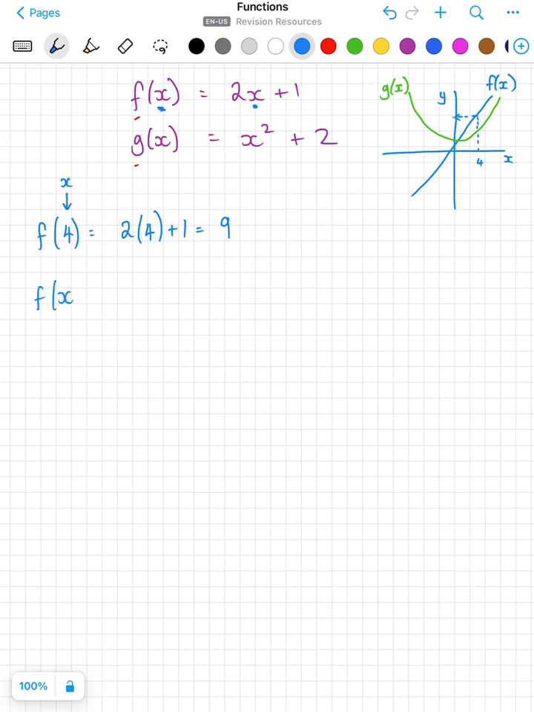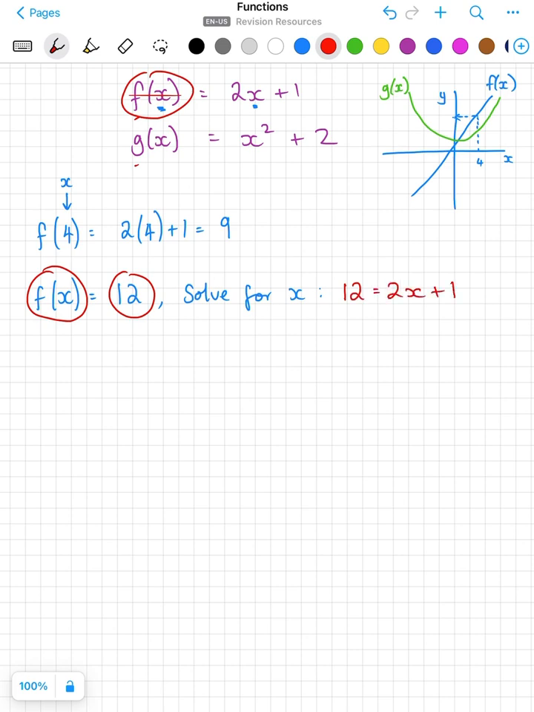Alternatively, we may get, for example, f of x equals 12. Solve for x. And in this case, we are told that f(x) is 12. So that's 12 equals 2x plus 1. Take 1 from both sides. That's 11 equals 2x. Divide both sides by 2. That's x equals 5.5.